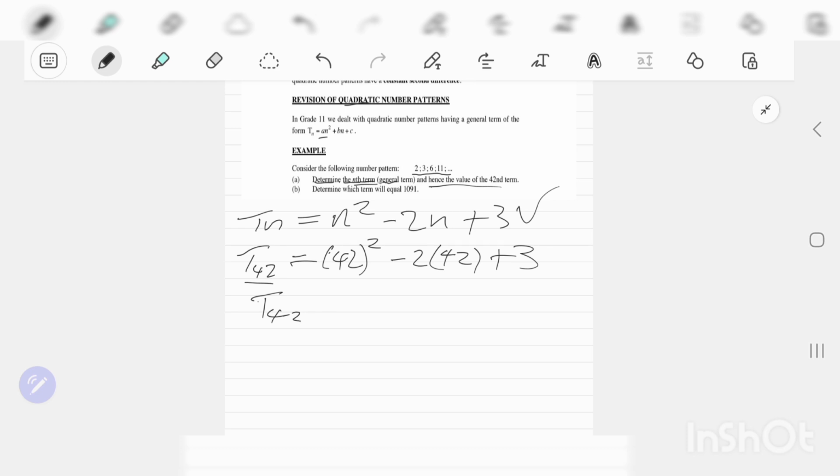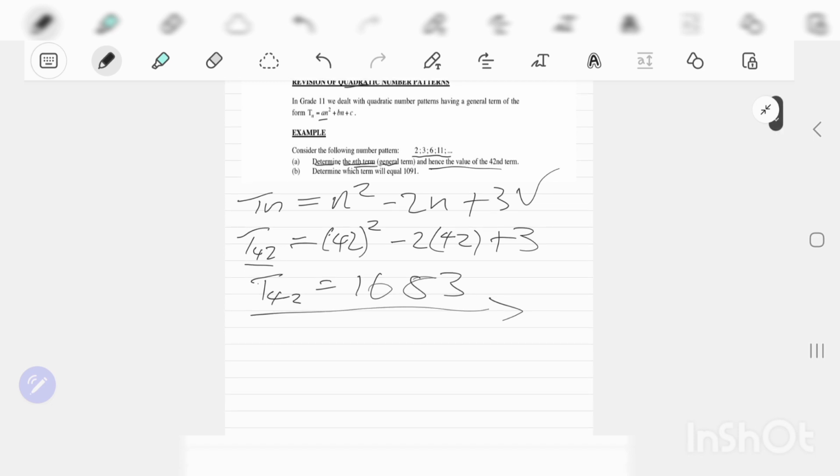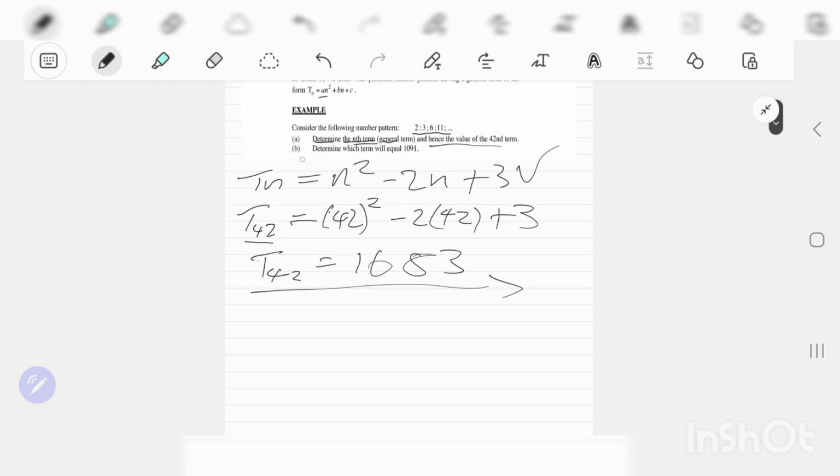Let me punch it on my calculator. 42 squared minus 2 times 42 plus 3. And then the answer that I got, people, is 1683. So this represents T42, the 42nd term. I hope, people, things make sense. Then let's move forward, people. Let's go on with the second question of this example.